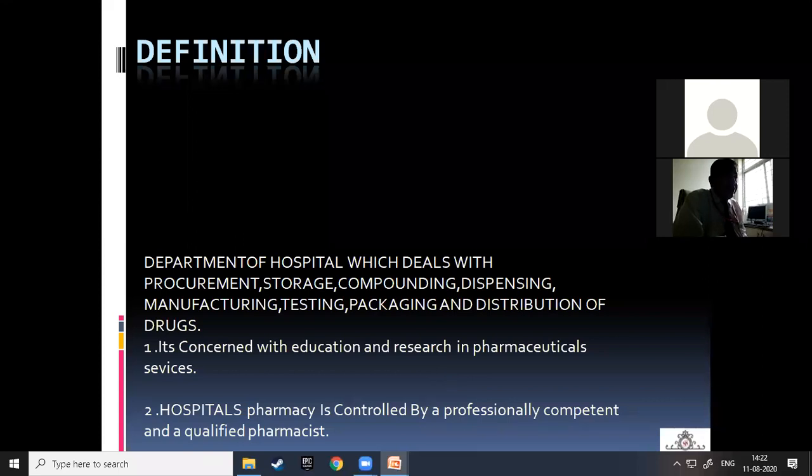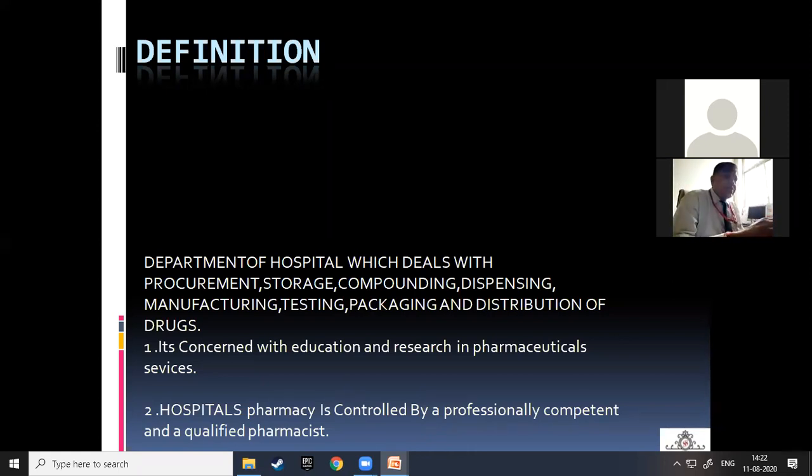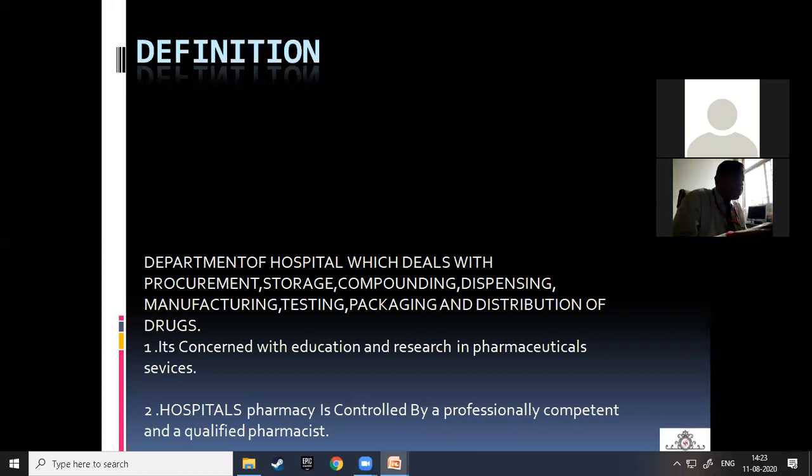The department of a hospital which deals with the procurement, storage, compounding, dispensing, manufacturing, testing, packaging and distribution of drugs comes under the heading of hospital pharmacy. This is a simple definition and you can incorporate everything we are doing in hospital pharmacy in this definition. It is concerned with education and research in pharmaceutical services. Hospital pharmacy is controlled by professional, competent and qualified pharmacists.